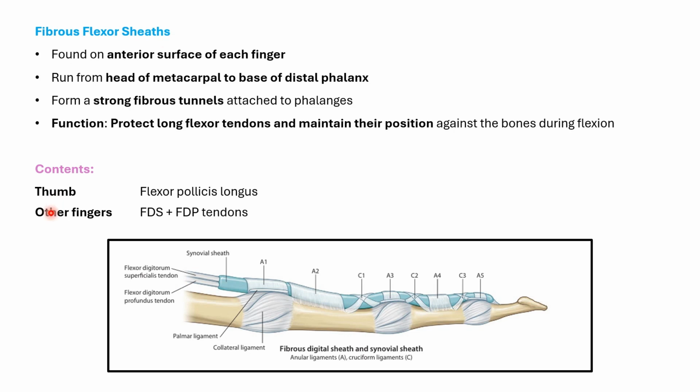The fibrous flexor sheath of the thumb contains one tendon, the flexor pollicis longus, and the fibrous flexor sheaths of the other fingers contain two tendons. They are flexor digitorum superficialis and flexor digitorum profundus. Okay, you can see this is the fibrous flexor sheath covering the synovial sheath. Inside the synovial sheath there are tendons. They are the flexor digitorum superficialis and flexor digitorum profundus tendons.